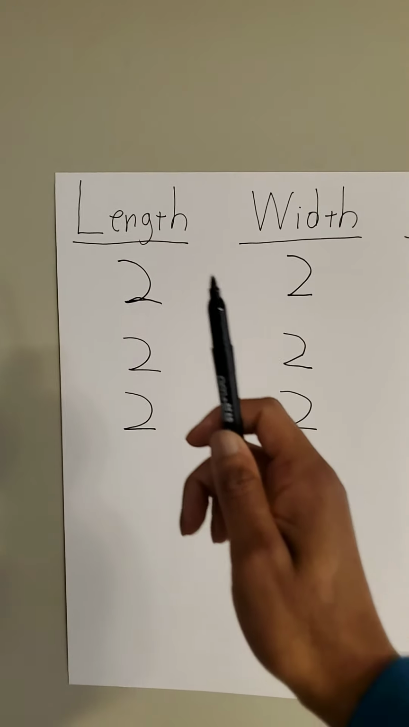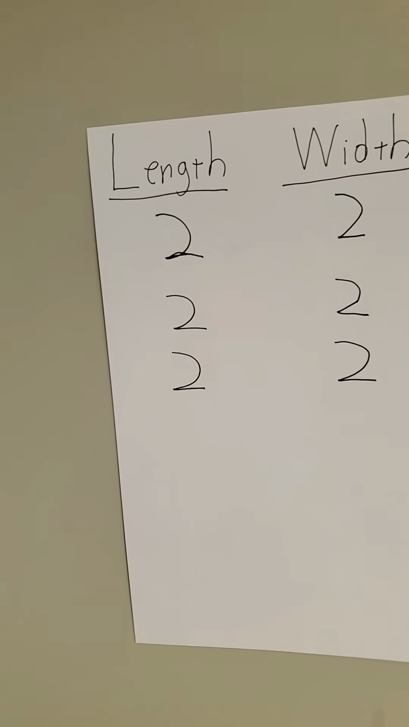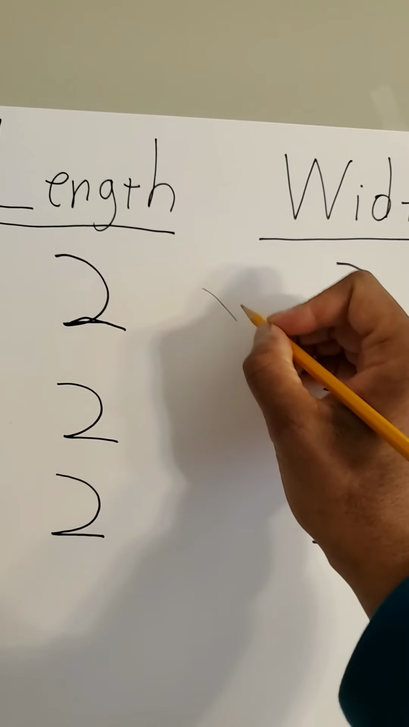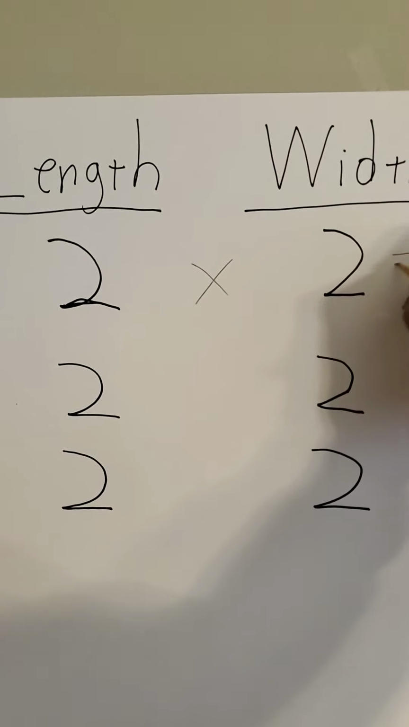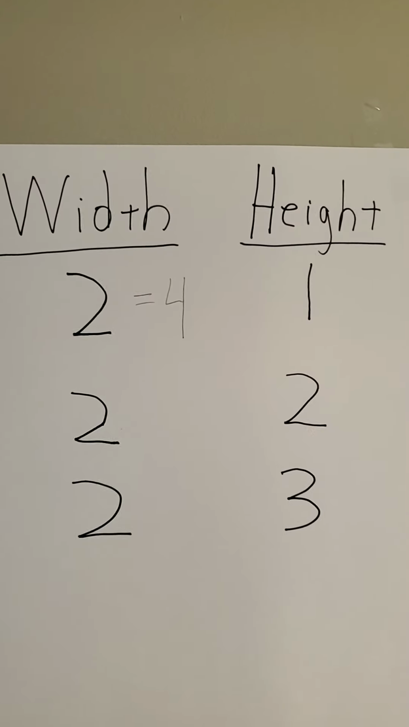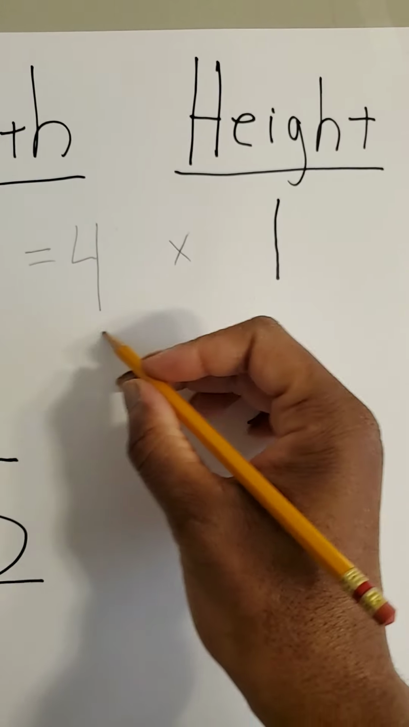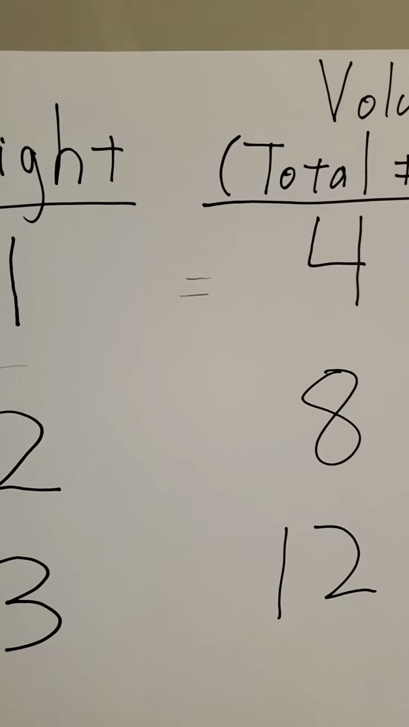Let's try this. Matter of fact, let me get my pencil. What is 2 times 2? 2 times 2 equals 4. What's 4 times 1? 4 times 1 equals 4.